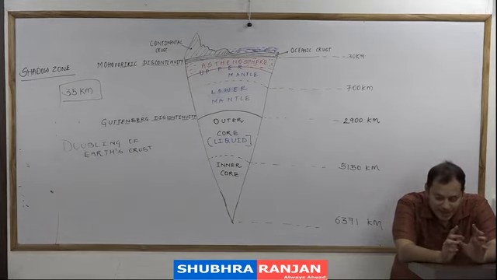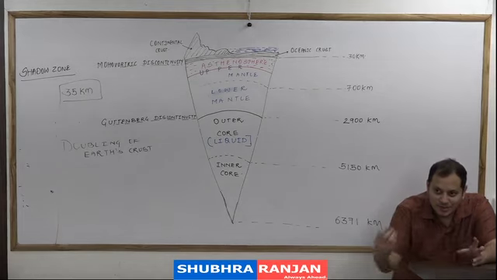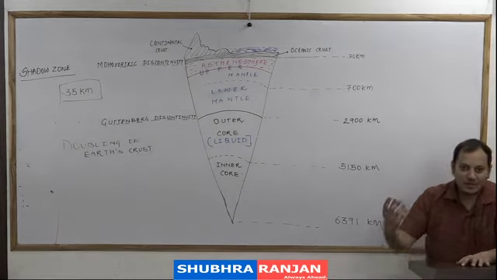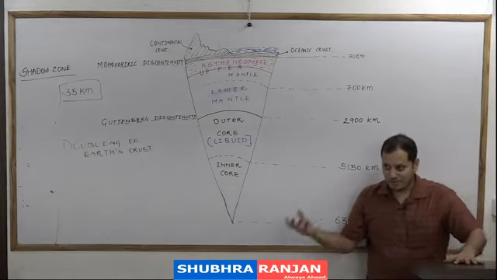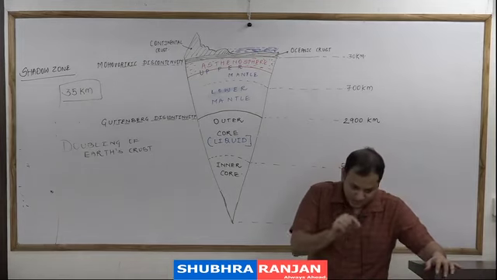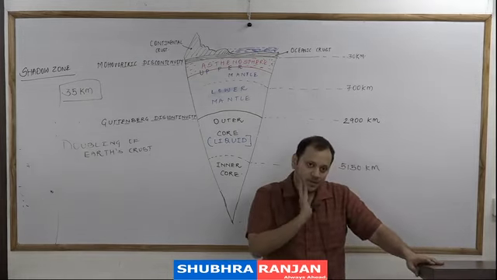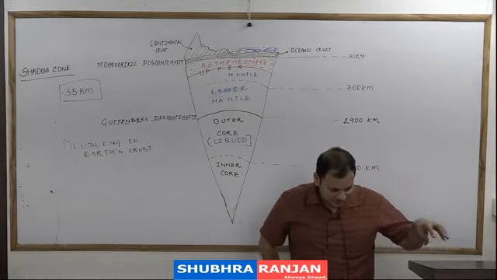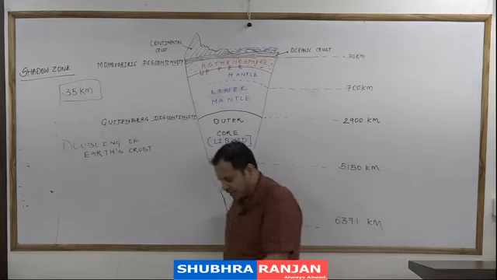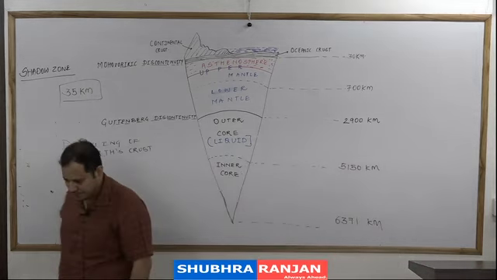Isiliye aage jaake aap dekhenge ki volcanic eruptions kahan pe common honge? Below the sea. That is why sea floor spreading. Take down one more statement. It is dominated by silica, magnesium and iron.